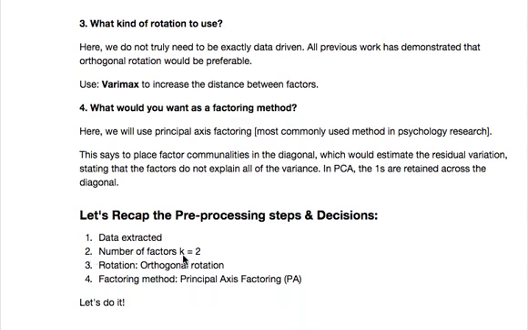We have the number of factors that we've decided to be 2 from the Kaiser-Guttman rule, the scree plot rule, and examining the cumulative variance explained. We're going to be using orthogonal rotation and the factoring method. So as you can see, there are more variables that we need to consider, more decisions that we need to make when we're performing factor analysis, and a lot of it is going to be determined by your question.